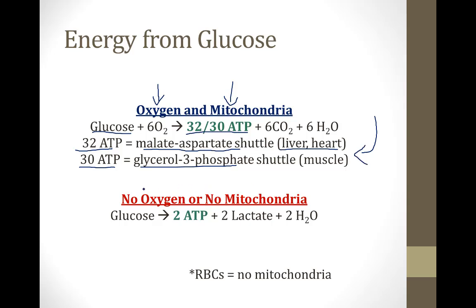Now, if the cell does not have oxygen, or if there are no mitochondria present, then that cell will carry out anaerobic metabolism, and this is what happens especially in red blood cells because they lack mitochondria. So in cells like this, glucose is converted into only 2 ATPs plus lactate and water.